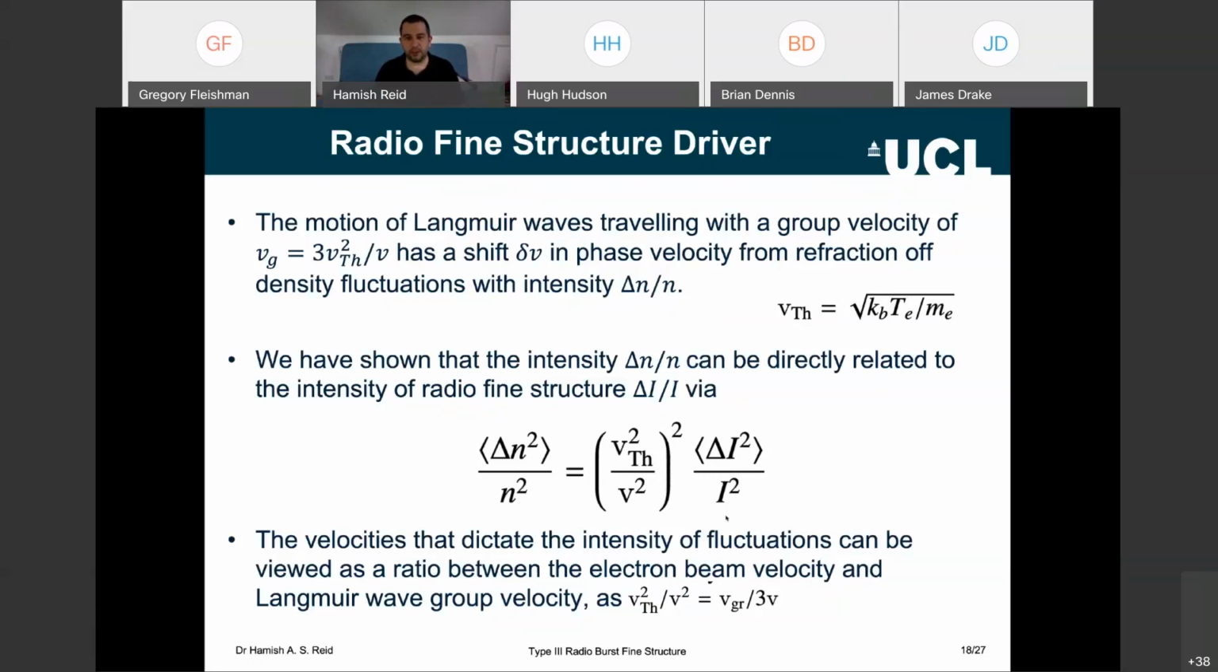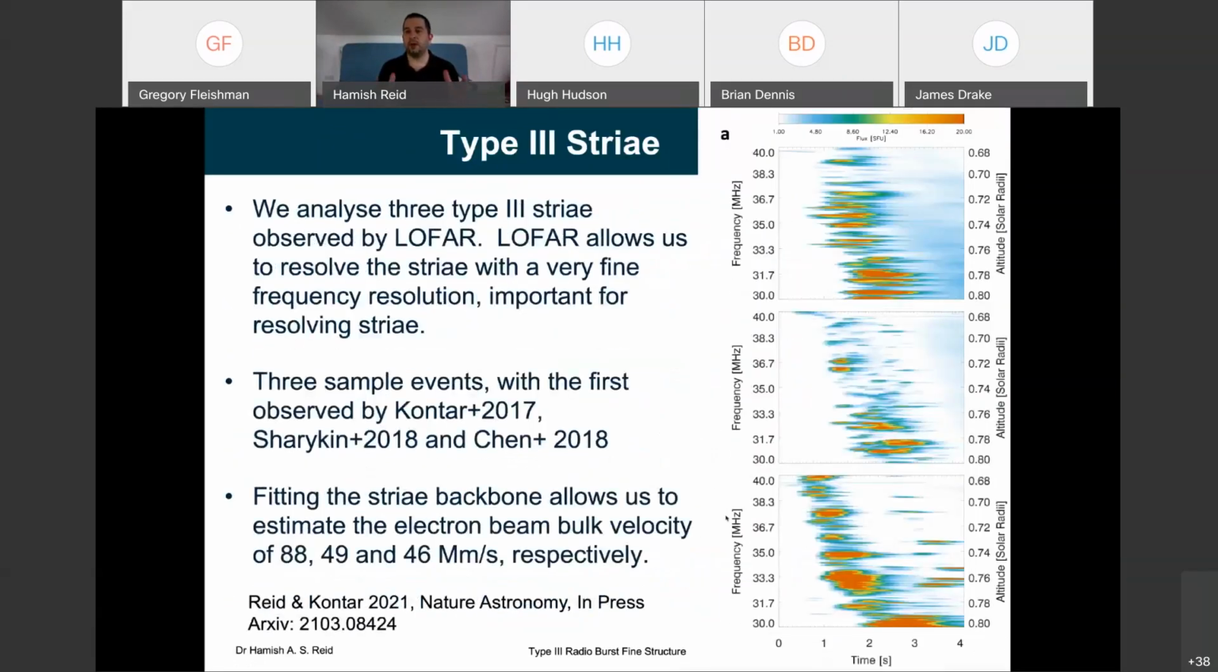The electron beam velocity is the sort of bulk electron beam velocity that you can estimate from the backbone of the type 3 emission. In these cases, it was around 90 megameters, 50 megameters. So this is what I mean by the electron beam velocity, although the electron beam in itself is actually made up of many, many velocities. You get what's called a beam plasma distribution as the electrons interact with the Langmuir waves, and the electrons typically move together with a roughly constant speed. Well, roughly constant over short distances.